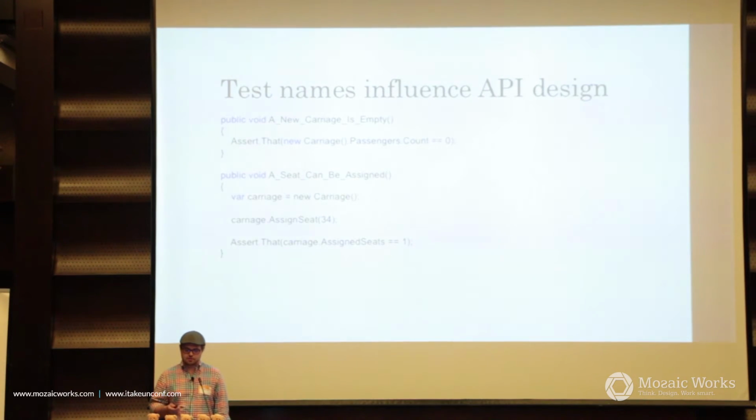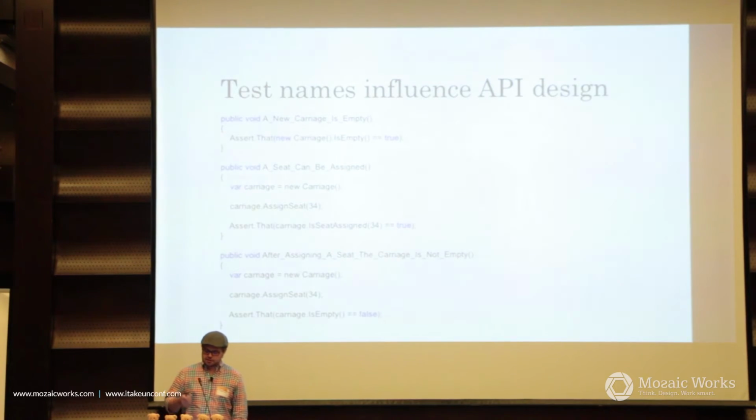Refactoring these tests to express their intent, the second rule of the 4, leads us to fix these violations. We now tell the carriage to calculate the information we want, and we are only using 1 dot per line. This has also led us to spot a third test, which was previously missing, and that is that assigning a seat to the carriage means it is no longer empty.